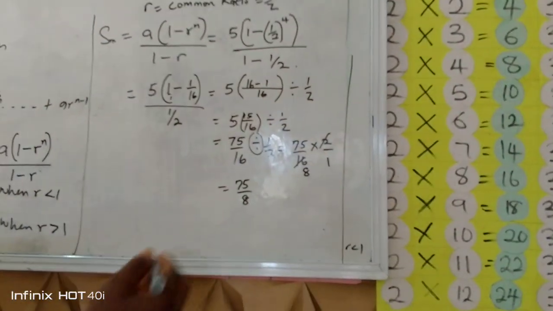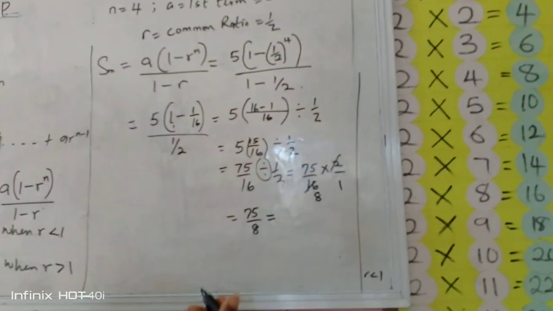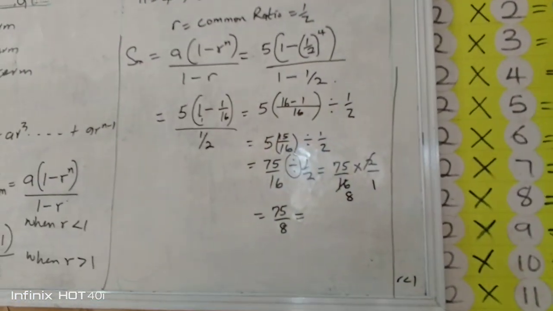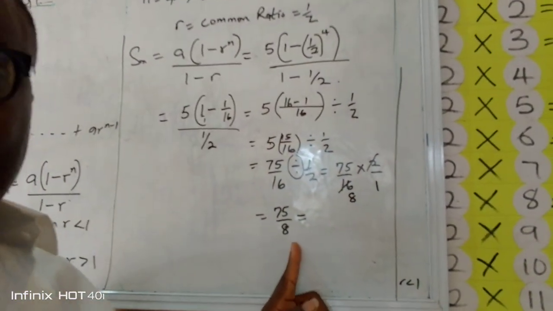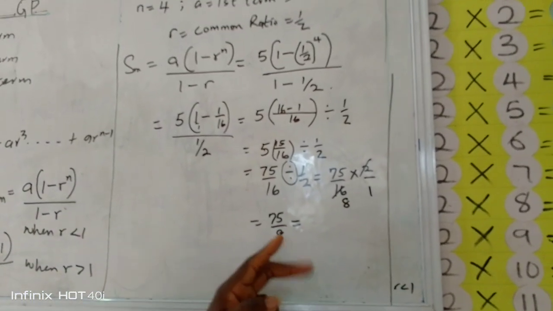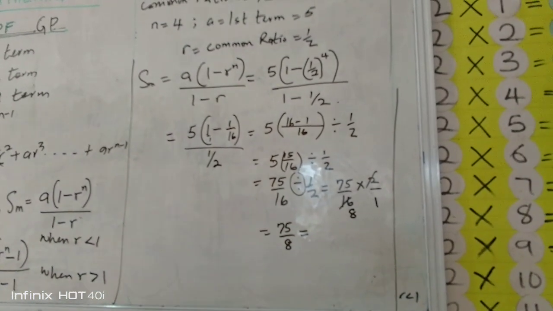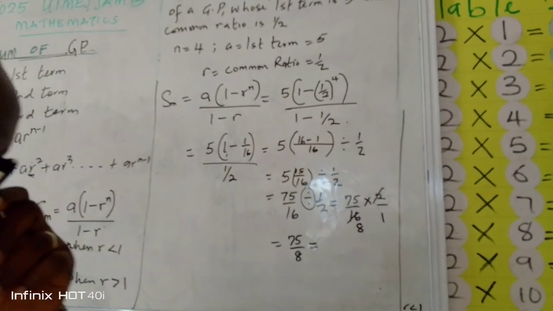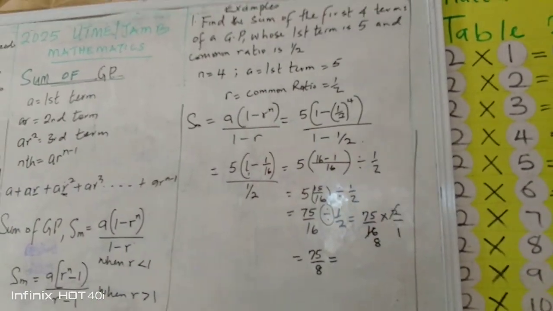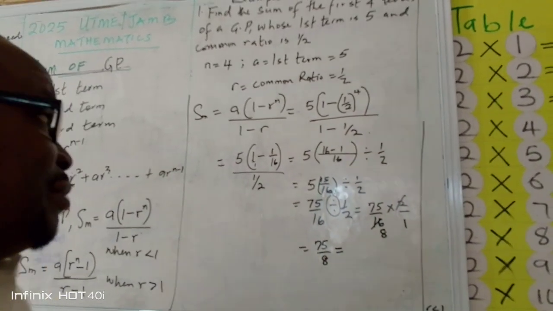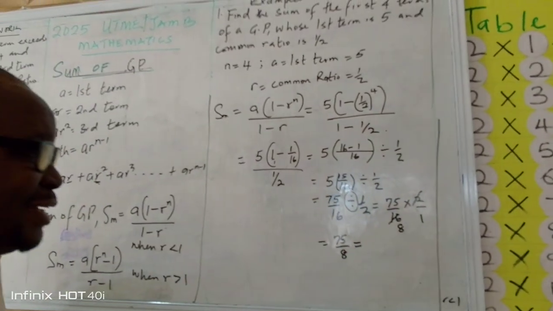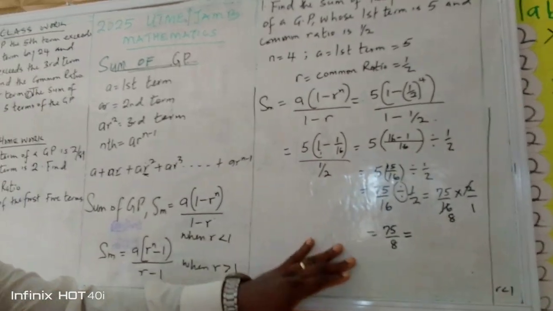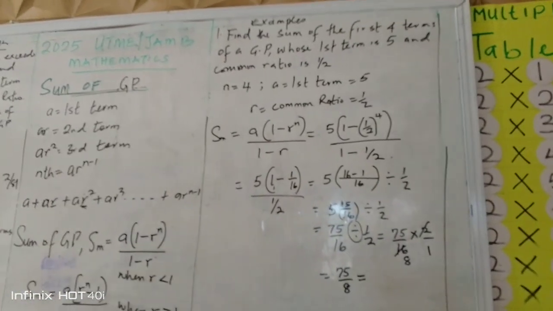Which you can divide further. Because it's a JAM class, it's most likely your answer will be in this form. Okay, if not, you can just do your long division method and you get about 9 point something. So you can either leave your answer like this. Now, this is how to go about the sum of GP.